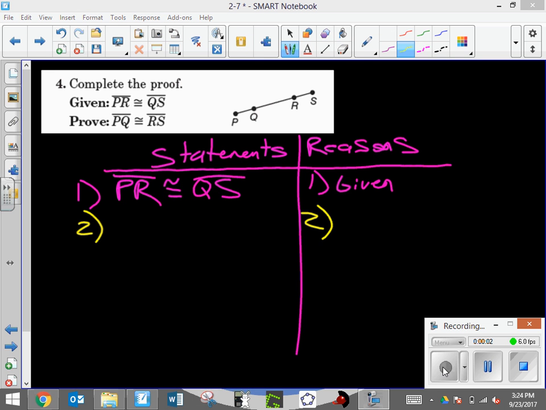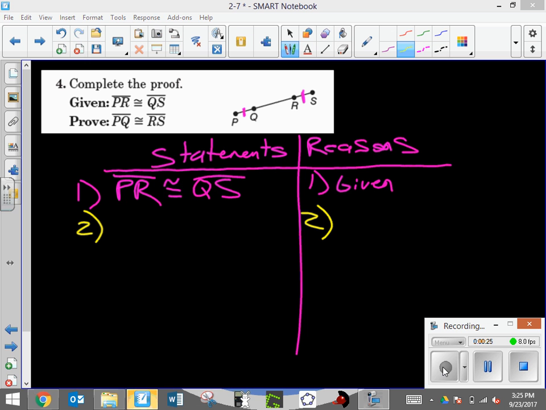Okay, I want to write a two-column proof and prove that my little segment PQ is congruent to that other little segment RS on here. I've already got my givens written down, but I'm trying to prove that this is congruent to this. And from my given, it doesn't give me a whole lot.